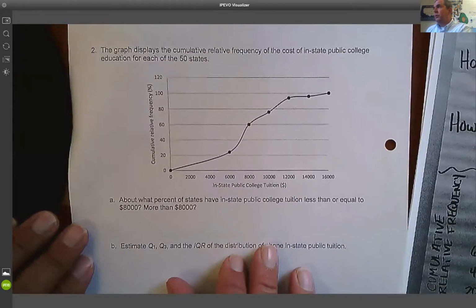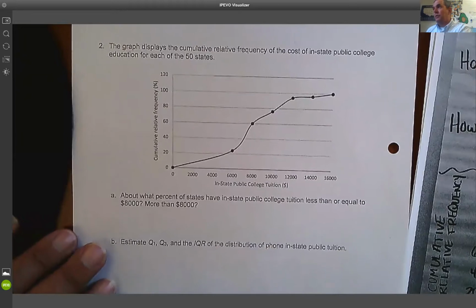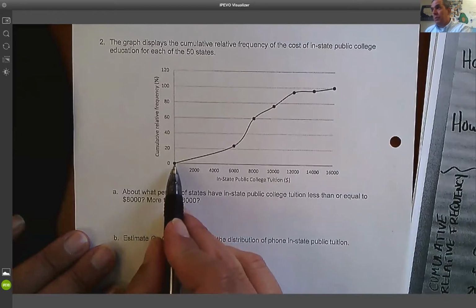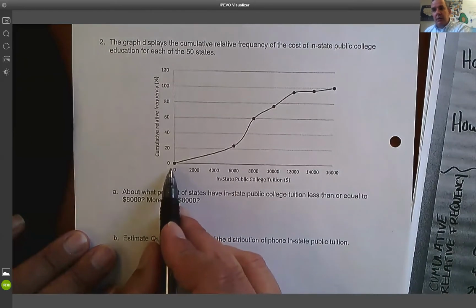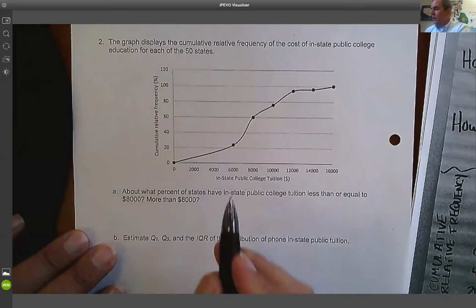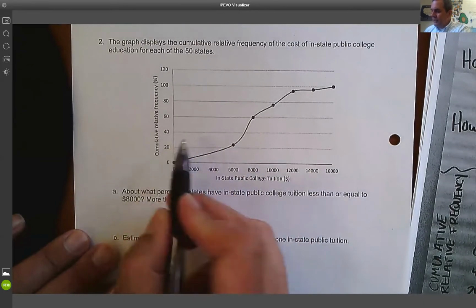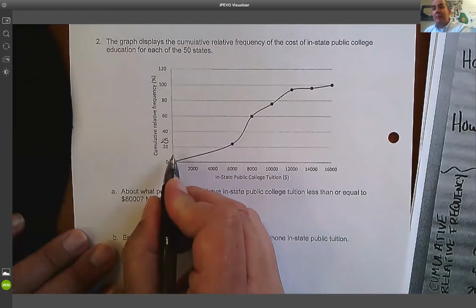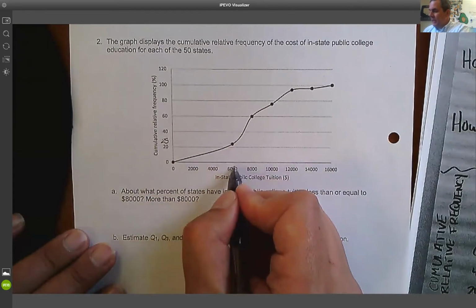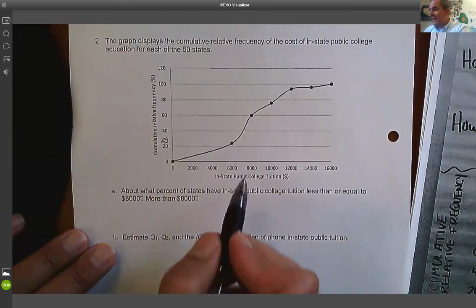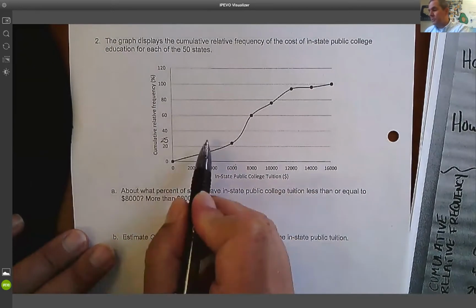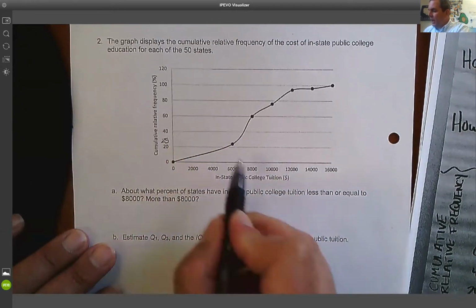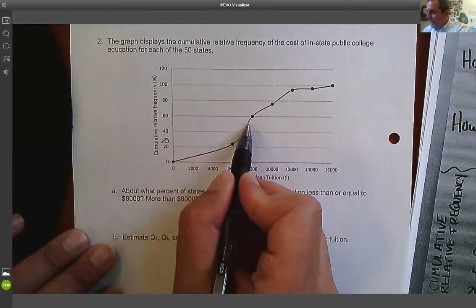This is a cumulative relative frequency of the cost of in-state public college education for each of the 50 states. Reading this curve, what it tells me is that 0% of the states have $0 tuition, which makes sense. If you drag it over to the side, that's at about 25. That's saying about 25% of the states have an in-state college tuition of $6,000 or less. We don't know exactly how much, but we know 25% have $6,000 or less.